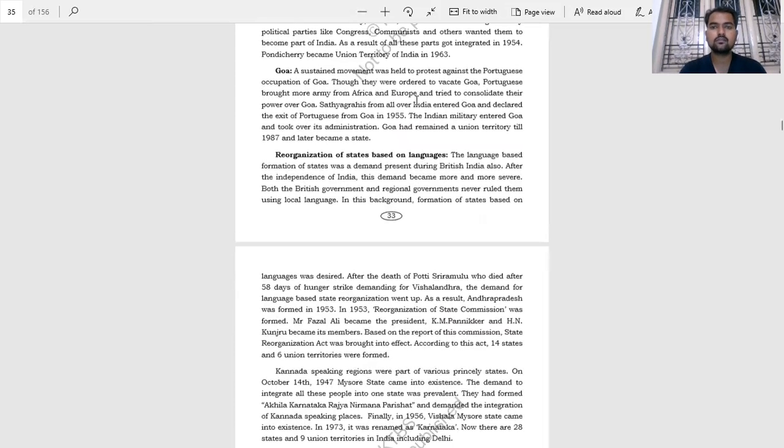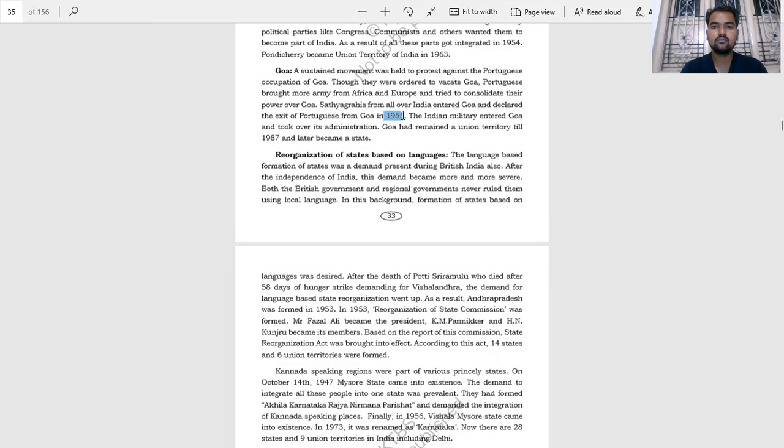Goa. When you talk about Goa, it was the hub of the Portuguese. We know that the Portuguese were the first to invade India. When the Indian government asked them to merge with India, they refused, and they brought more and more army from Africa and Europe to India. Somewhere they wanted to show their power to India, but the local satyagrahis from all over India went to Goa in support of the Goan people. The Goan people wanted freedom from the Portuguese, and they wanted to merge with India.